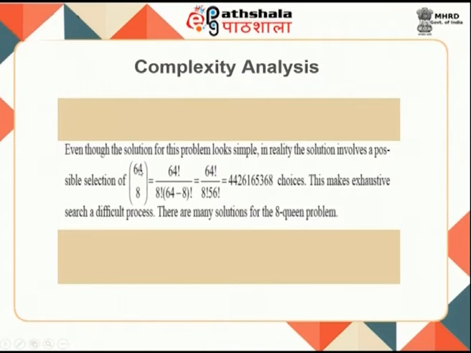Again, the complexity analysis is a difficult task, because the board has 64 tiles and 8 queens need to be placed. In other words, this requires a selection among 64 C 8 choices. The number of choices to be made is very huge. If the number of tiles or queens increases, the number of choices becomes very difficult. This is also one of the most difficult combinatorial problems that we encounter in algorithm study.